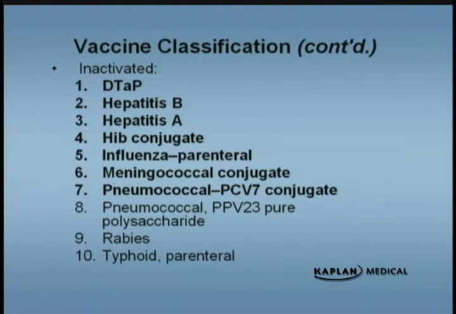Inactivated vaccines include the diphtheria, tetanus, and acellular pertussis. Everyone calls that the DTaP. The hepatitis B and hepatitis A vaccines are also inactivated vaccines, as well as the Hib conjugated vaccine. The parenteral influenza vaccine as opposed to the nasal influenza vaccine. So the parenteral is inactivated, the nasal is a live vaccine. The meningococcal and the pneumococcal vaccines are also inactivated and conjugated vaccines.